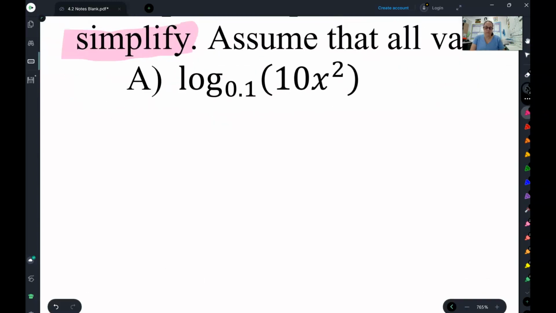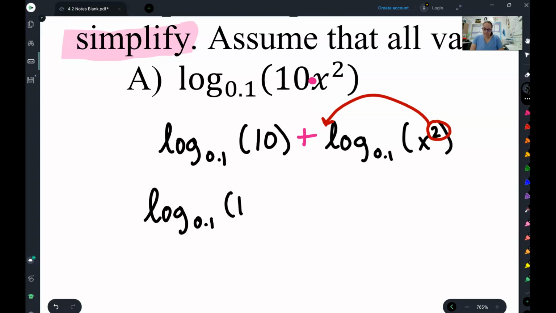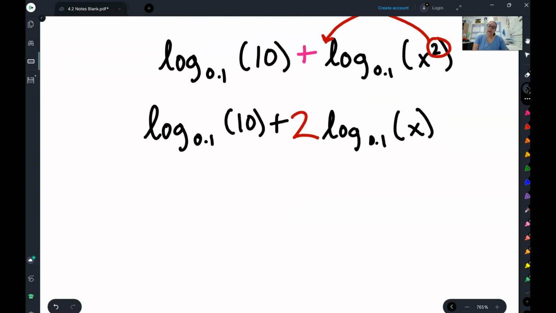If I look at this one, the first thing I notice is I've got some multiplication happening here. So I'm going to start by changing that multiplication into addition. Next thing I notice, I have an exponent that I can bring out in front. So let's do that. Now, there is actually one more thing I can simplify in this, and that is this logarithm.